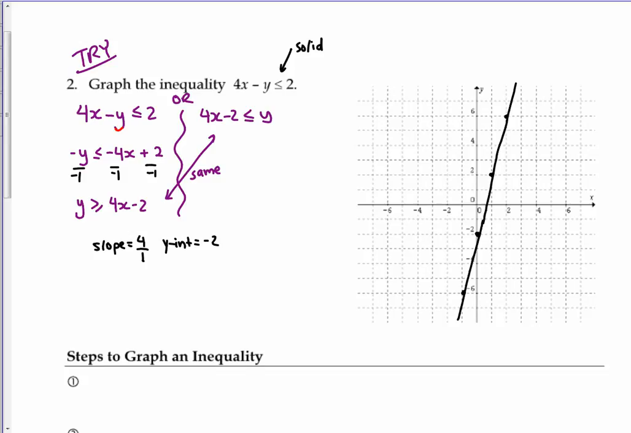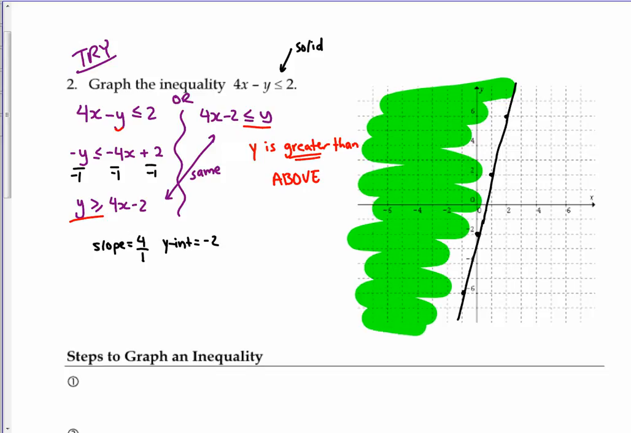All right, now the question is, above or below? Above, because when you read this as y is greater than or equal to, so above. Okay, so above the line. Now robot arms. Left or right? Left. Got it. And then you get to color, or shade.